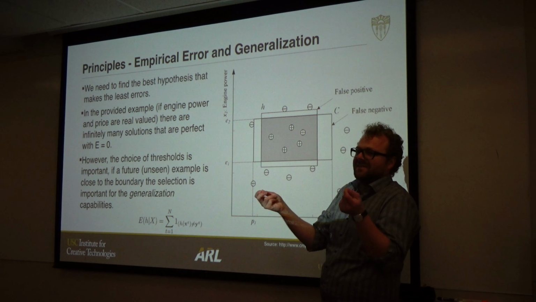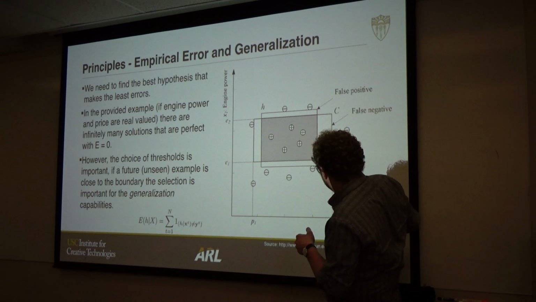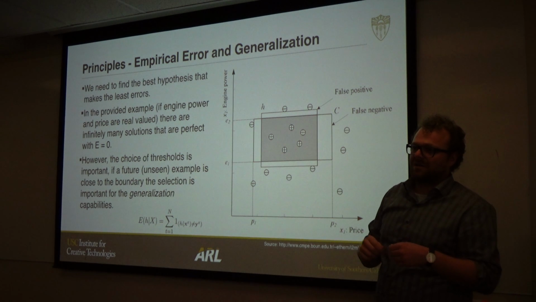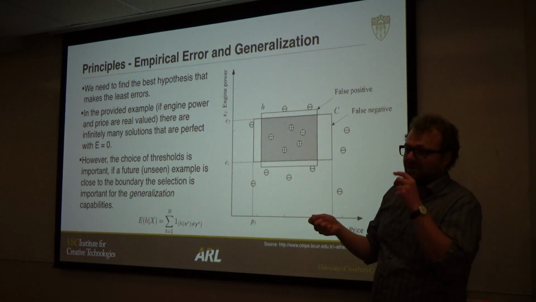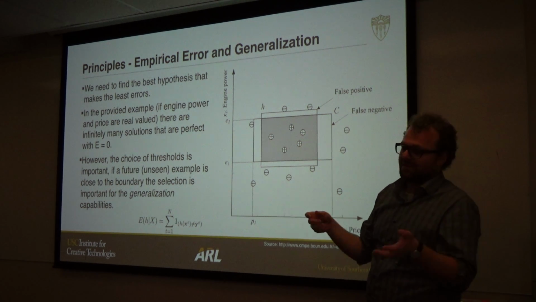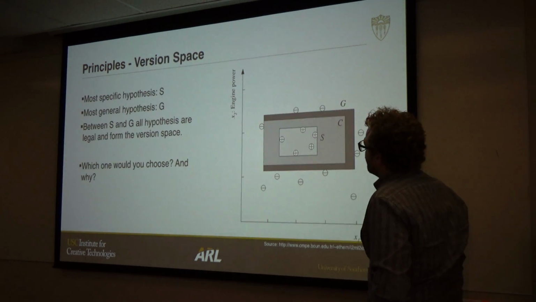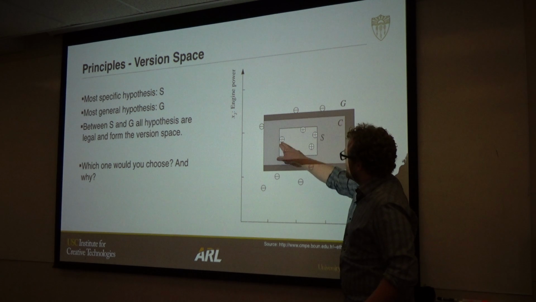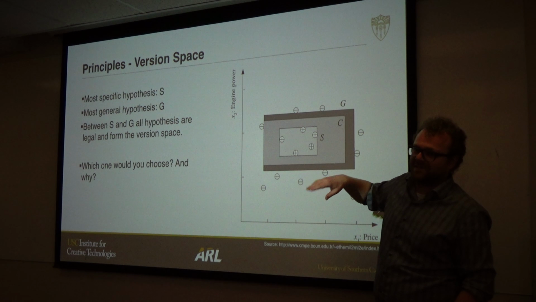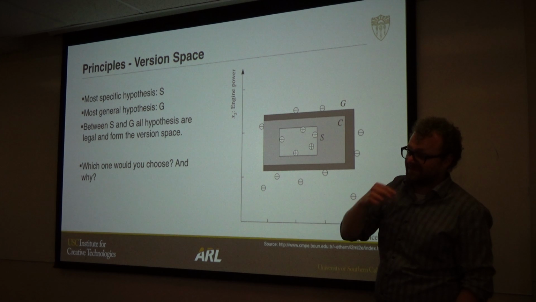But which one is the optimal one out of these? And if you think that these two dimensions here, engine power and price, are continuous or real valued, then you could have infinitely many legal solutions, okay? So which one is the right one? And there is an idea for that. As I said, this is the most specific one, and the outside one here is the most general one that makes 0 errors. But this here is actually the real class, okay?